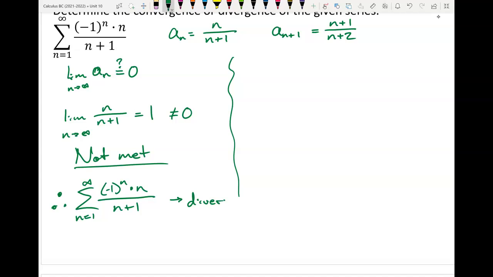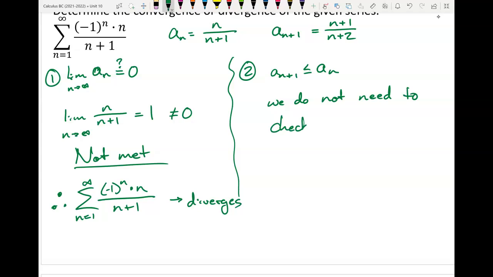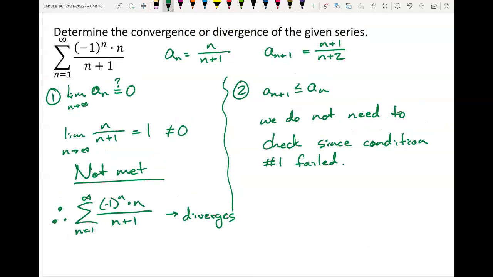So I'm just going to put down here, so this is my first condition. Second condition, a sub n plus 1 is less than or equal to a sub n. We do not need to check since condition number 1 failed. There we go. All right, so any questions?